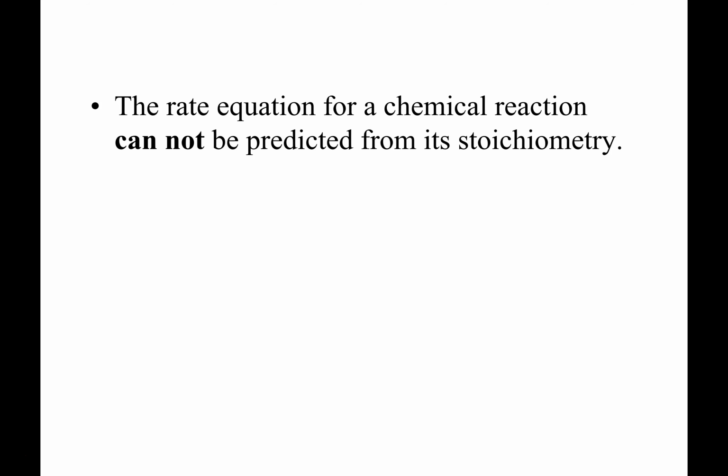So here's the deal. I'm going to read this. I don't read many slides. But the rate equation for a chemical reaction cannot be predicted from stoichiometry. In other words, you cannot get the reaction orders, M and N, from these stoichiometric coefficients. You cannot. It's a reaction of interest.